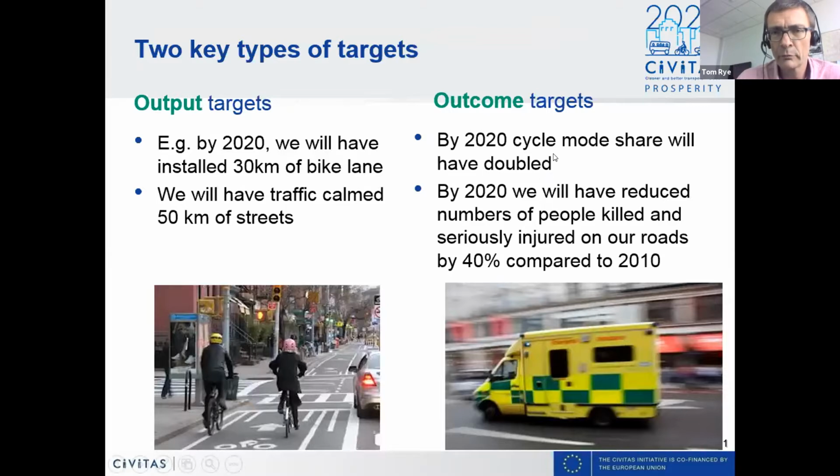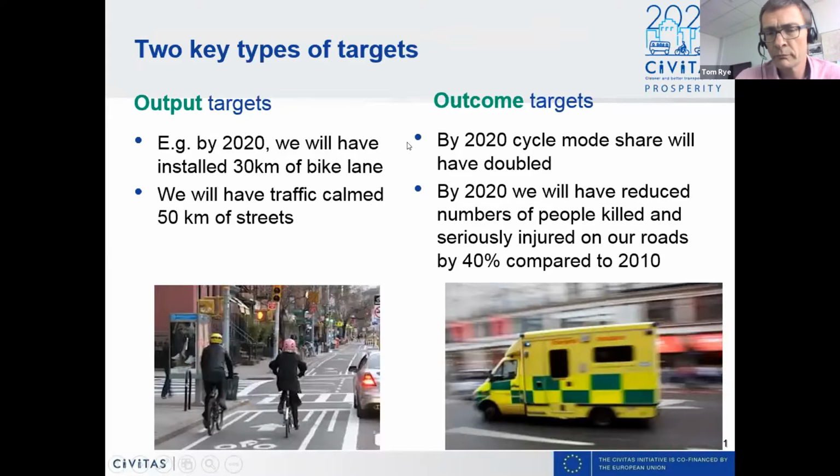So the outcome target would be cycle mode share will have doubled by 2020, or by 2020 we will have reduced numbers of people killed and seriously injured on our roads by 40% compared to 2010, and that's obviously related to this output target.